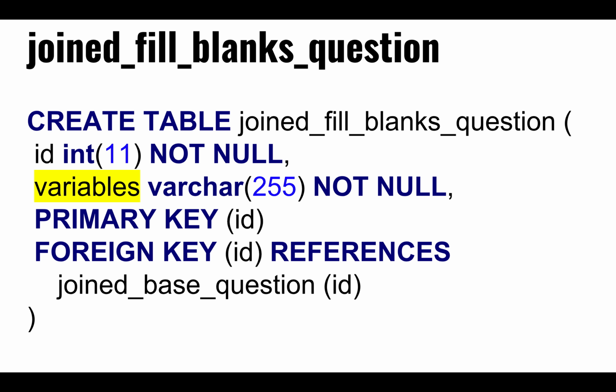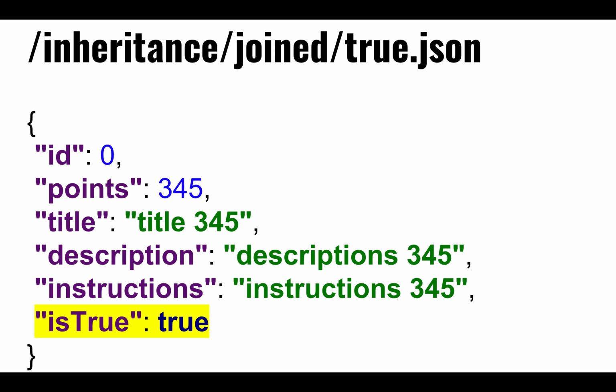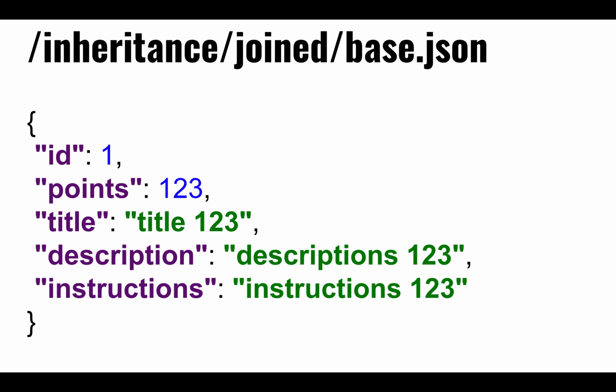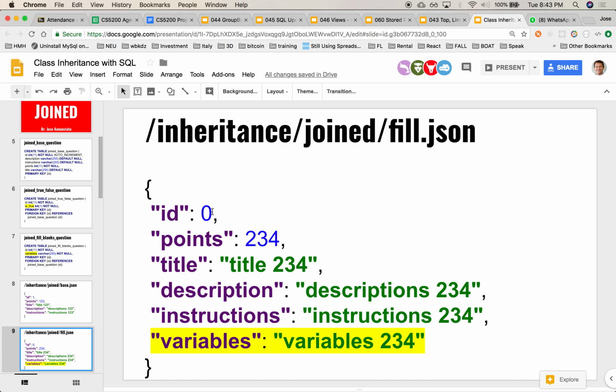It's useful. Certainly you can use it. Here are some examples of retrieving some objects of the particular type. This is a base instance that has particular points, IDs, and a particular title, description, and instructions. And notice that it has an ID 1. This should also be 1. The whole point would be that this is also 1.